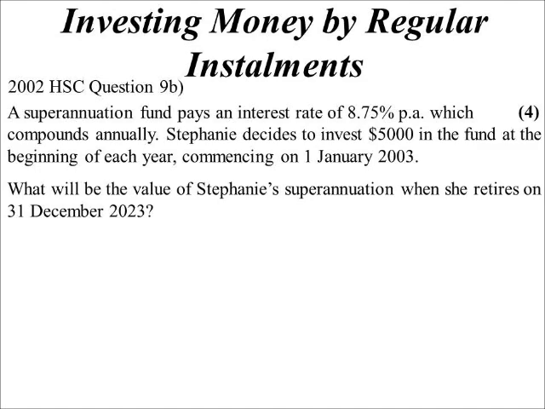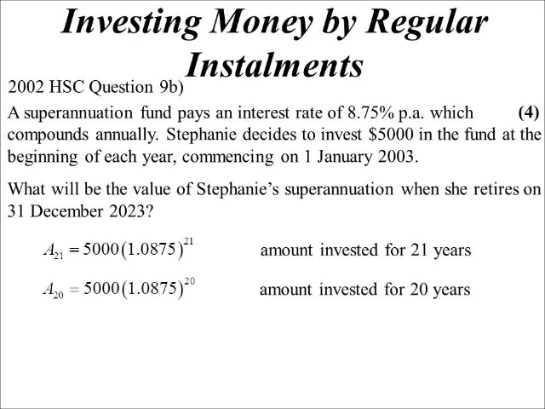Starts on the 1st of January, so it'll be all of 2003, 4, 5, and all of 2023, won't it? Yes, you're right, 21. Okay, so that very first amount that we're putting in, and it's compound interest, so that very first amount will be invested for 21 years. So that particular investment will grow to be whatever 5,000 times 1.0875 to the power of 21 is. But then the next year, we'll put another one in, but it'll only be in there for 20 years.